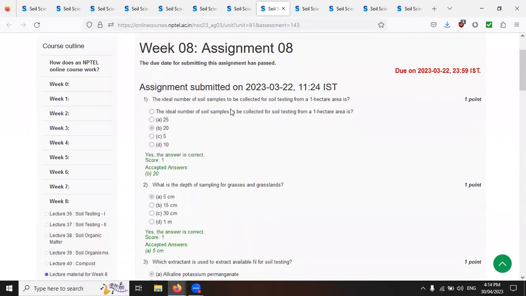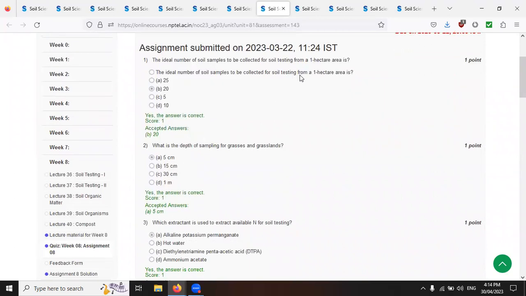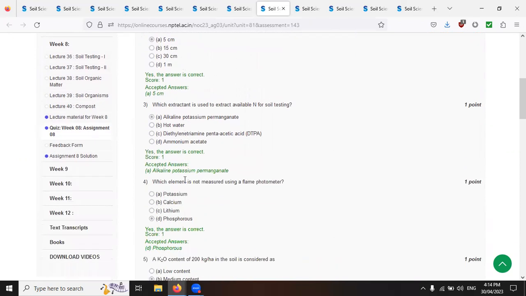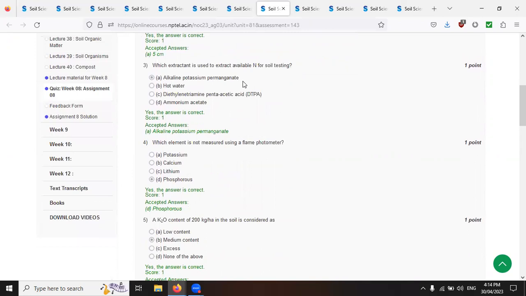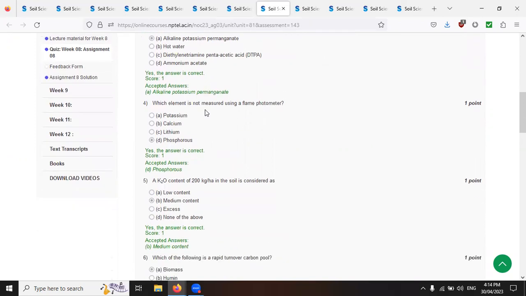The ideal number of soil samples to be collected in soil testing for 1 hectare is, as per the USDA, 20. What is the depth of sampling of grasses in grasslands? Well, it's their roots. How far the roots go down? 5 centimeters, 2 inches. Which extract is used to extract available nitrogen? It's available, not total. And you want potassium permanganate. It's got to be alkaline. So you got to adjust the pH.